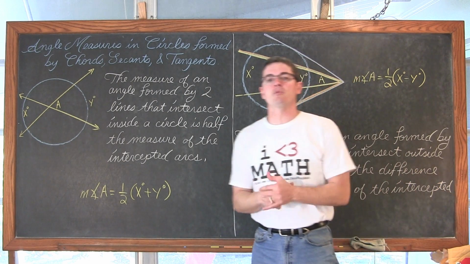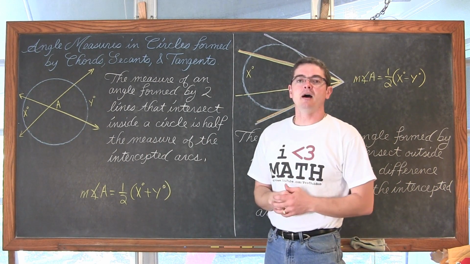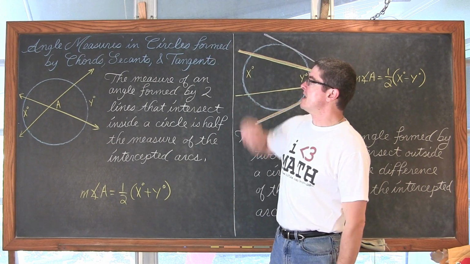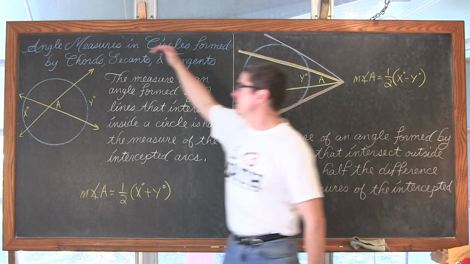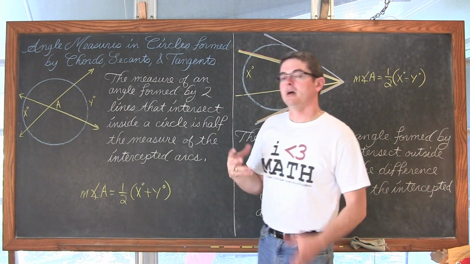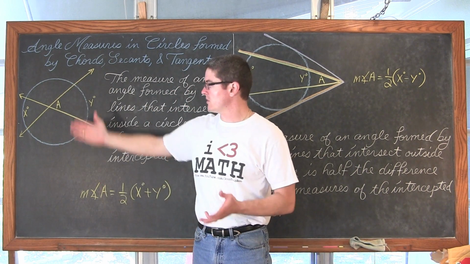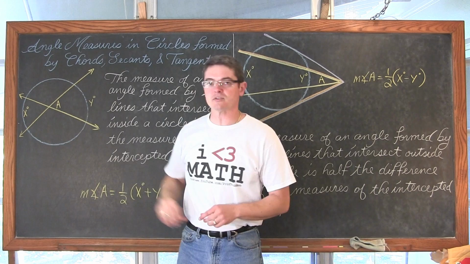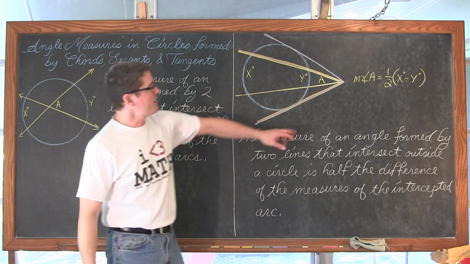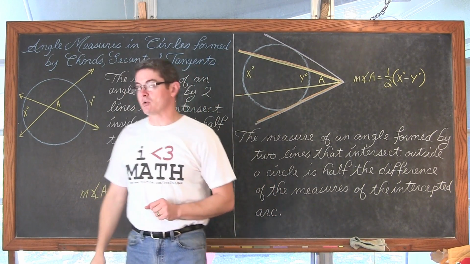To really argue it's more than three examples, but at any rate, we're looking at angles that are created when two lines are intersecting a circle. Now, we can have that intersection inside the circle, not necessarily in the middle, that'd be the center, or we can have that intersection point outside the circle.